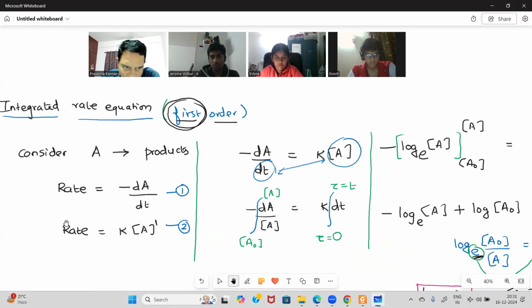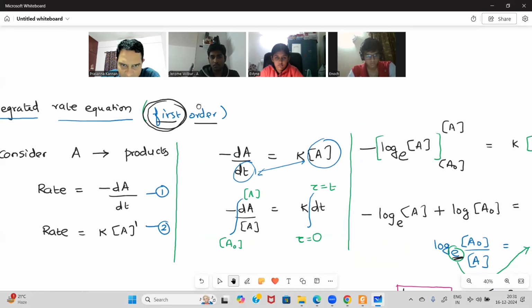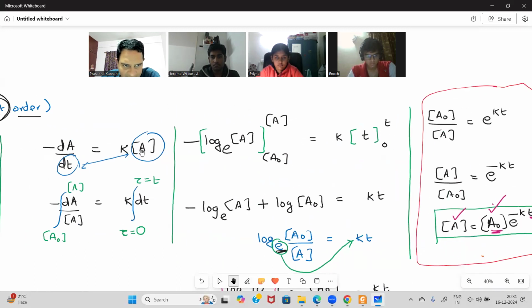Now, because the LHS is the same, you equate the RHS. Minus dA by dt is equal to KA. So you do variable separable. You get minus dA by A is equal to K times dt. Initially the concentration of reactant is A naught. After some time it reduces to A. Initially time is 0. After some time it becomes T. So when you integrate dA by A, it becomes log A. And always remember, when you integrate or differentiate, it is the natural logarithm that you're going to get, right?